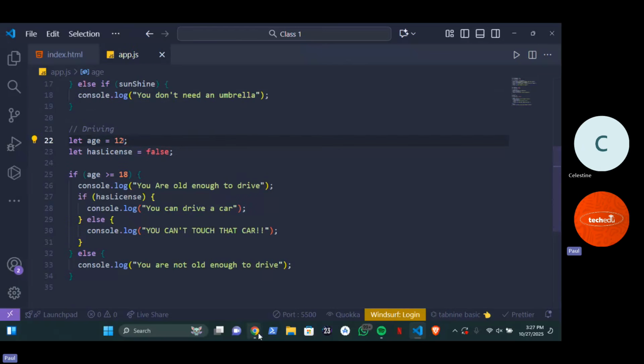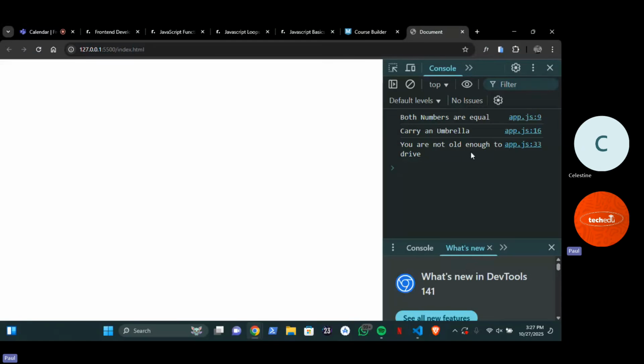Let's say 12. What are we going to get? You're not old enough to drive. It's not even going to worry about the license. Because it automatically says that, okay, if you are under 12, what happens? You should not even have a license. If you are under 18, you should not have a license.